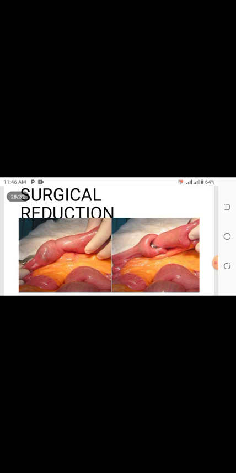This is what we call the manual reduction. We just open up the abdomen, then we manually pull out the intussusceptum from the intussuscipiens. We reduce them. The chances of recurrence are really very low. This is a successful procedure.